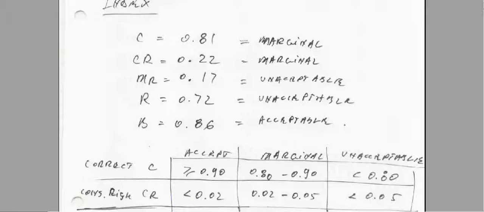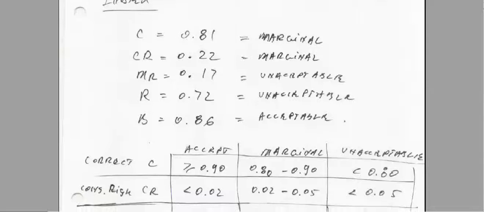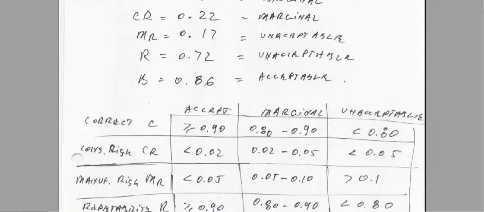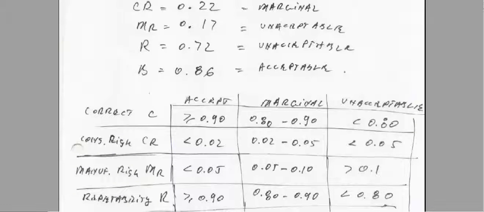Let's quickly review the indexes we calculated so far, which is C, the percentage of correct agreements, at 0.81. Consumer risk is 0.22 or 22%. Manufacturing risk is 0.17 or 17%. Repeatability is 0.72 or 72%, and the bias is 0.86.